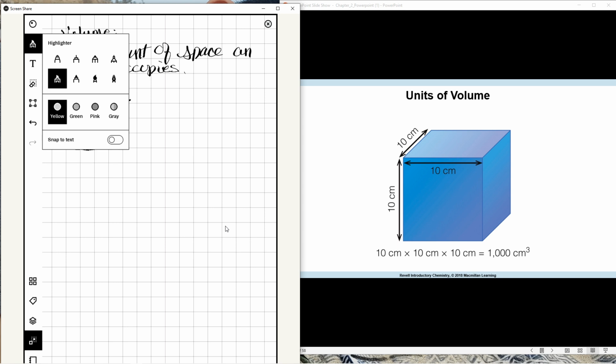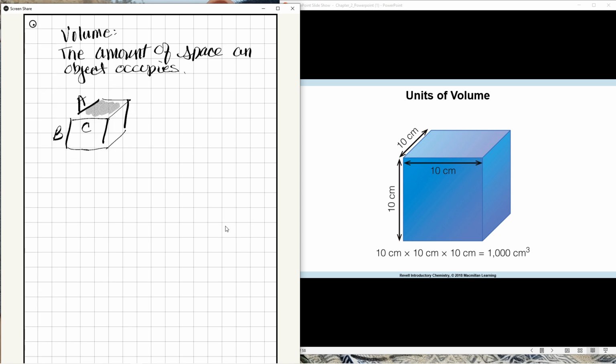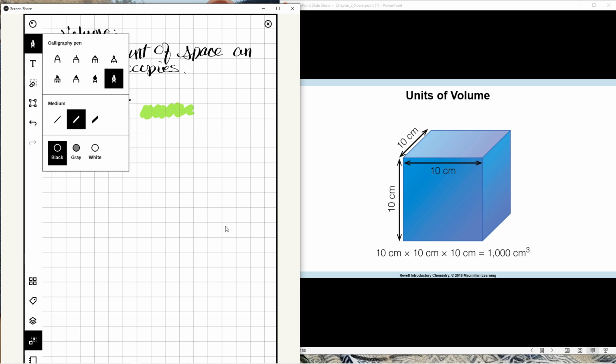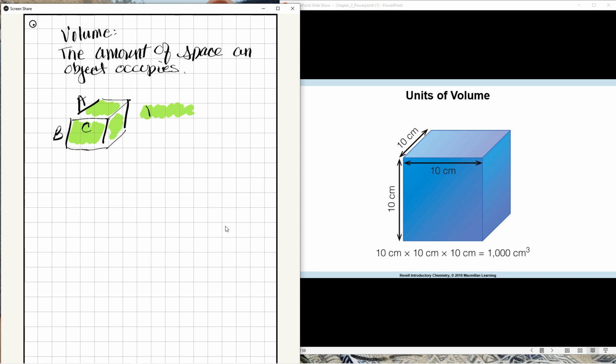I want to know how much space is occupied inside of this cube. But the only way to know how much space that's occupying is to take the volume. And the volume of an object is equal to the length times the width times the height. So in this example, volume is equal to 10 times 10 times 10. And all the units are in centimeters.